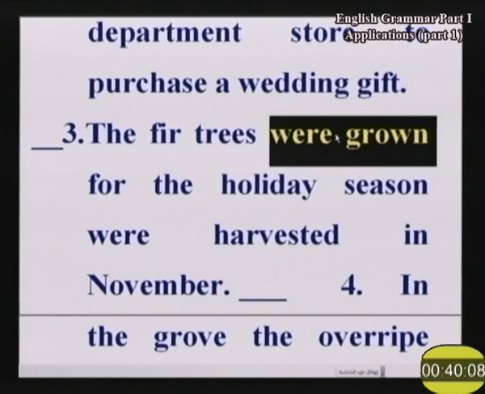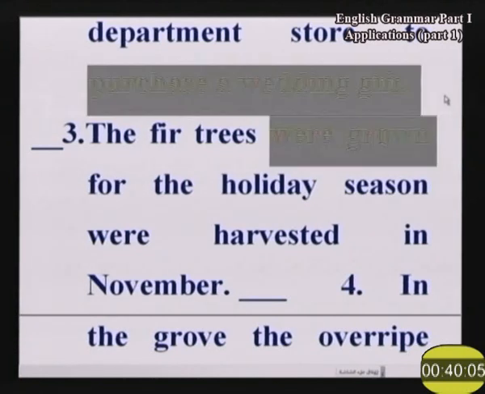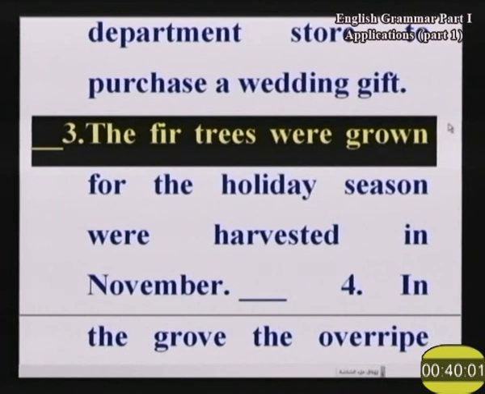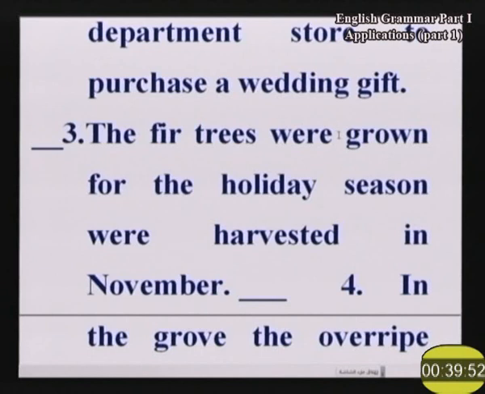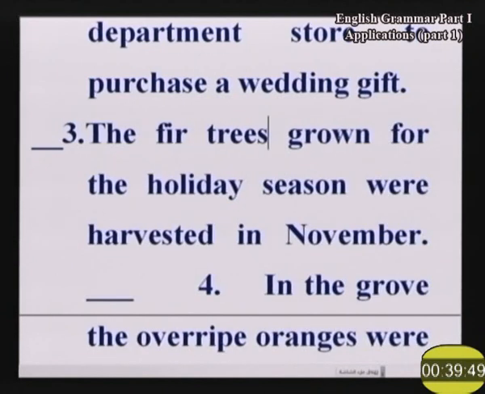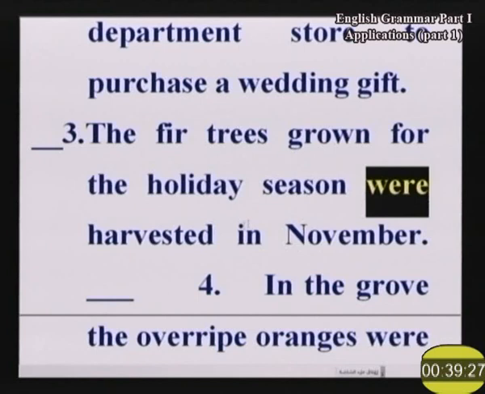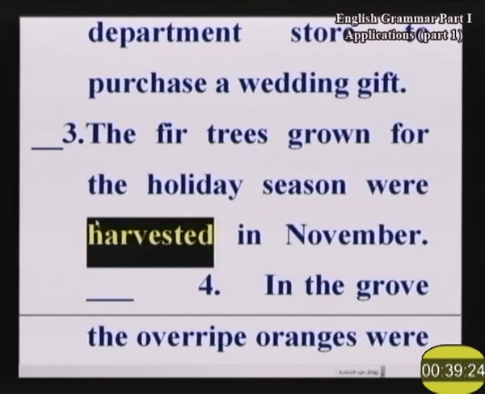يبقى اللي جاي قبل كده should not be a verb. يبقى أنا زي ما انتوا عارفين إني ممكن أستعمل الـ past participle as an adjective. يبقى هقول the fir trees grown for the holiday season، اللي هي دي كانت reduced adjective clause، يعني which were grown for the holiday season. مالهم were harvested in November. يبقى the trees is the subject. Were harvested is the verb. طيب نشوف نمرة 4.